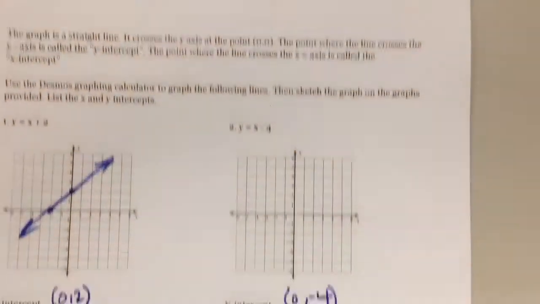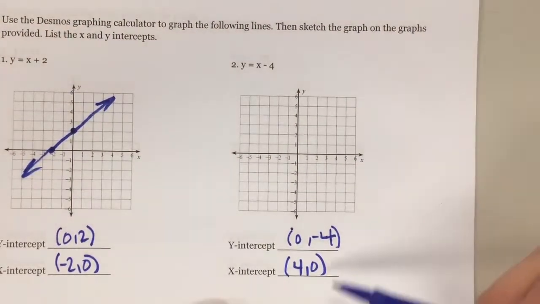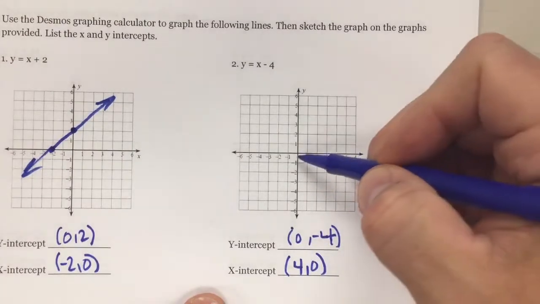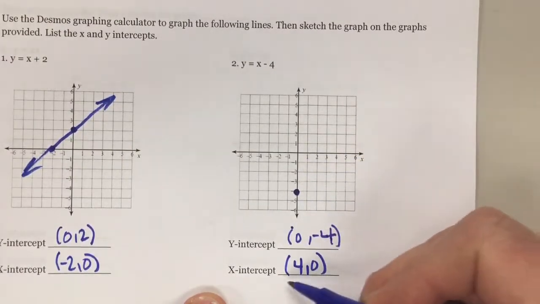So now I go back to my paper, and I wrote those two intercepts down. So I just graph them quick. Y-intercept is 0, -4, and the x-intercept is 4, 0.